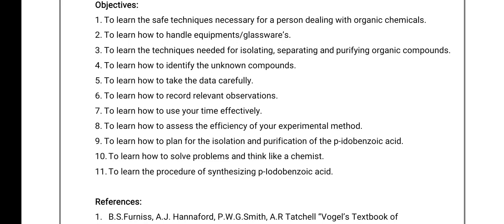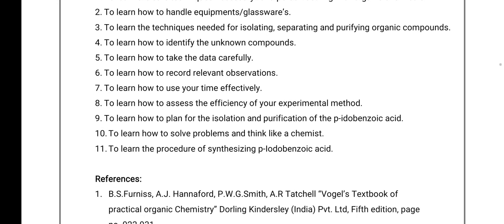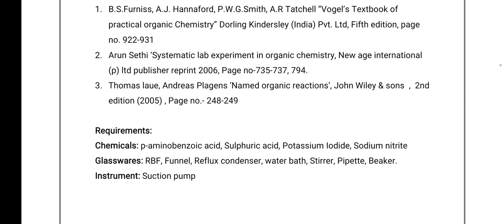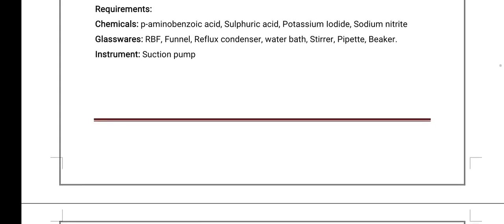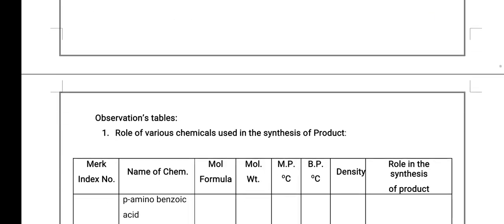We have to plan for the isolation and the purification of the para-iodobenzoic acid. Now we have to learn the procedure for the synthesis of para-iodobenzoic acid. The requirements for that experiment are para-aminobenzoic acid, sulfuric acid, potassium iodide and sodium nitrate. These are the chemicals required, and the glassware are the RBF, funnel, reflux condenser, water bath, stirrer, pipette, beaker, and the instrument, which is a suction pump.